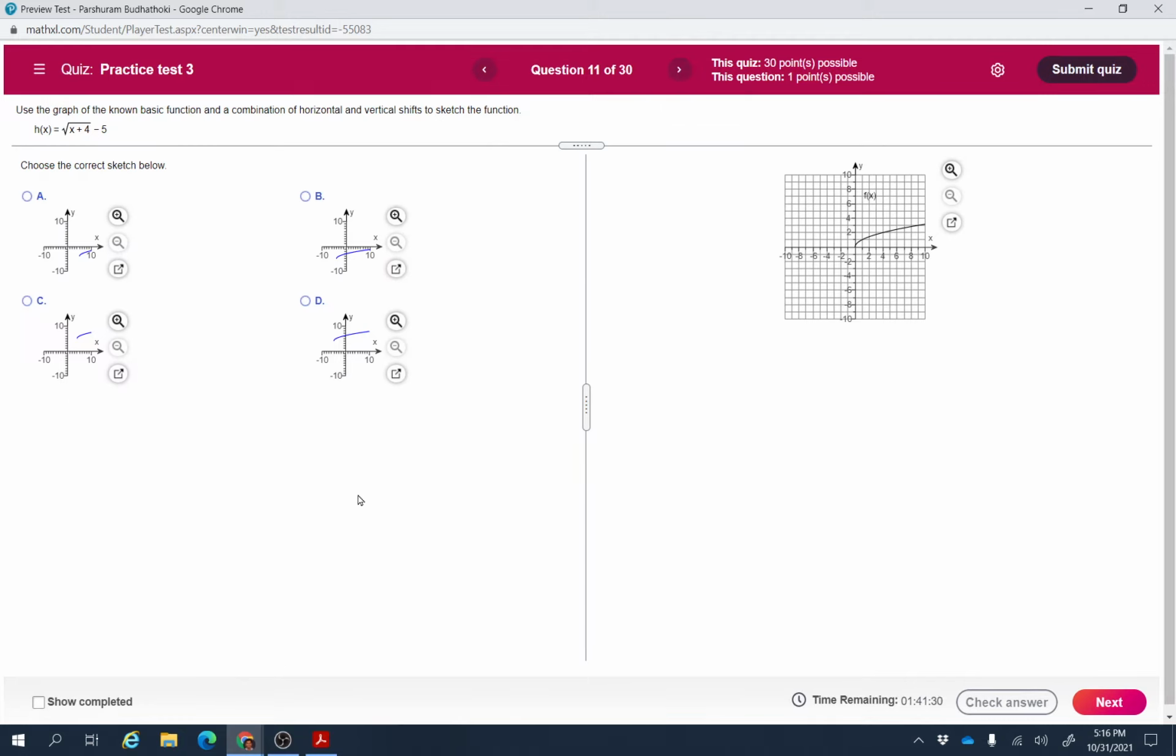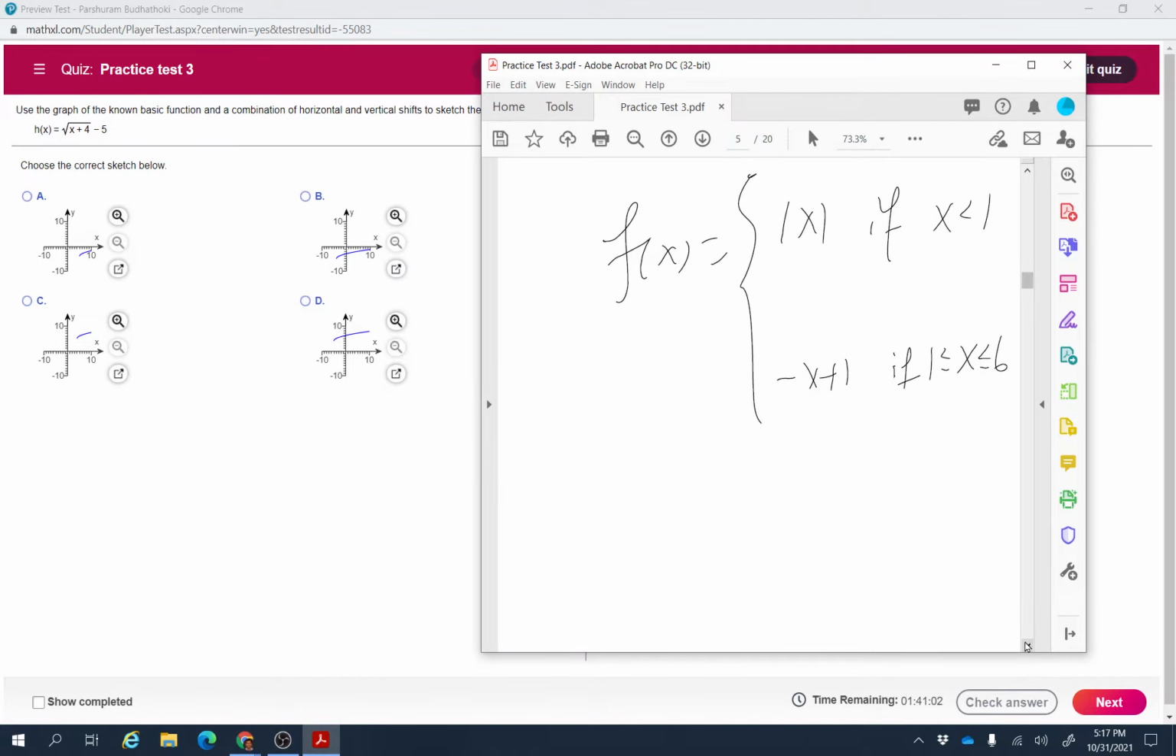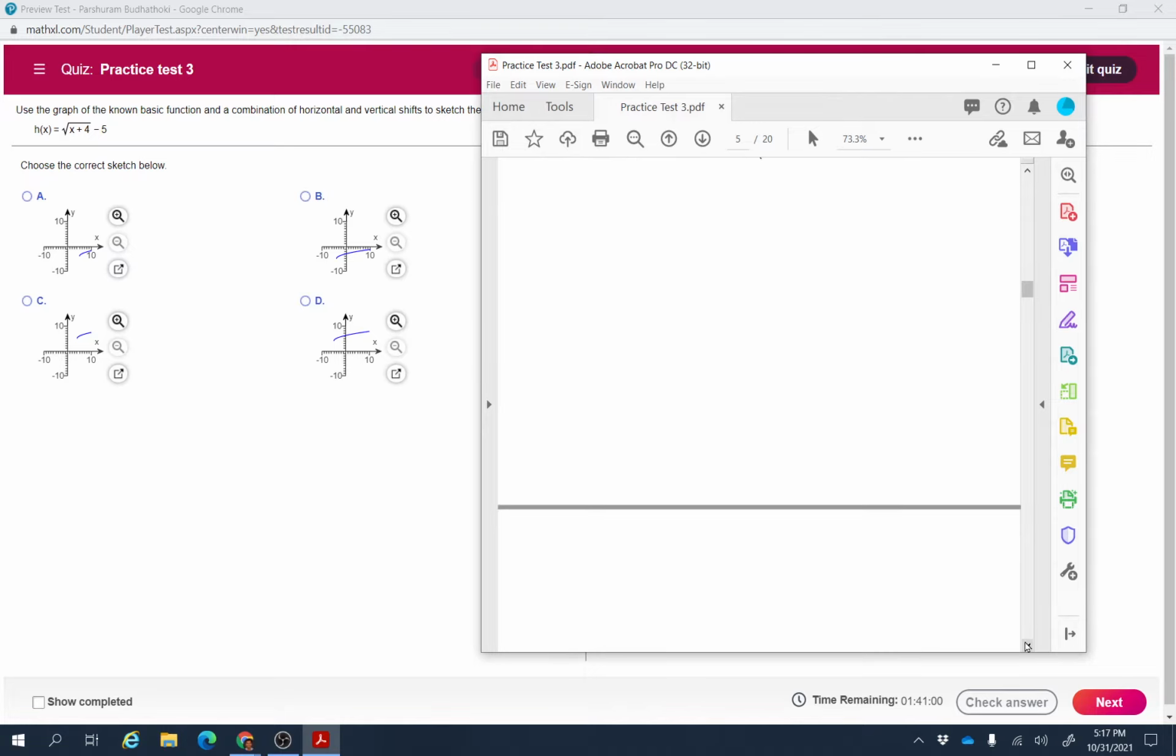Okay, so now here we have to use the transformation. When we have to sketch the graph of this function, we need to find out what is the standard function, the basic function we're using to plot the graph. Use the graph of the known basic function. To find the basic function, think about the function without any constant you have given. In this case, think about the function without using that 5 and 4.